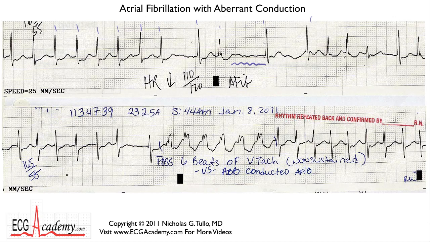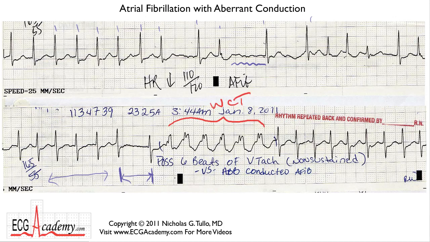And then down in the second strip, you've got a run of a rapid rhythm because the AV node sent a whole bunch of signals down. And then there's a bit of a pause because the AV node sort of took a little break here. And following this pause, you have a run of a wide complex tachycardia.